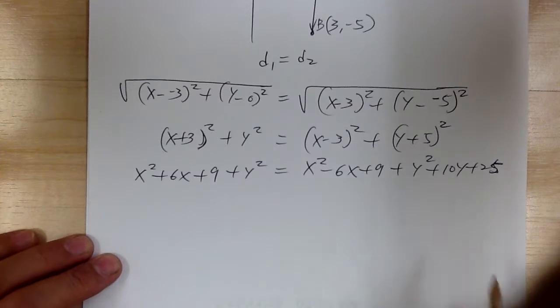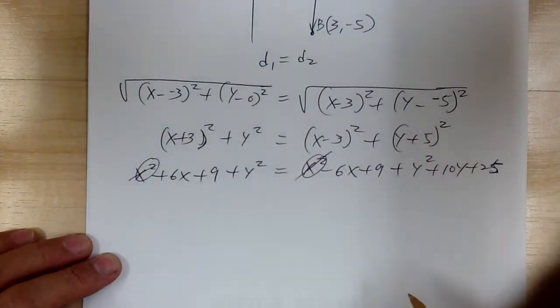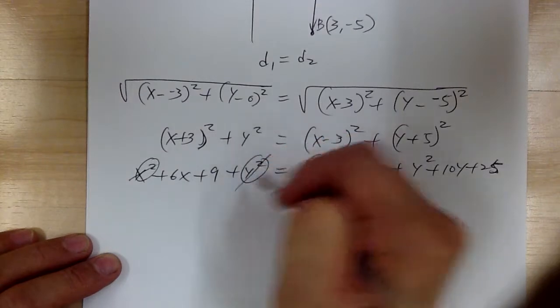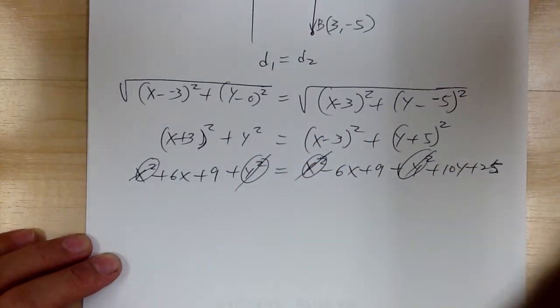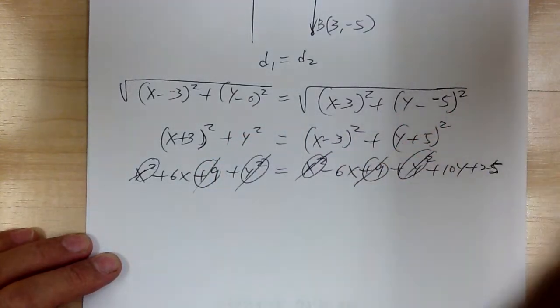And from there, you can go and start to simplify. So the x² and x² cancel out. And you have the y², cancel out. And then you have the 9 and the 9 cancel out.